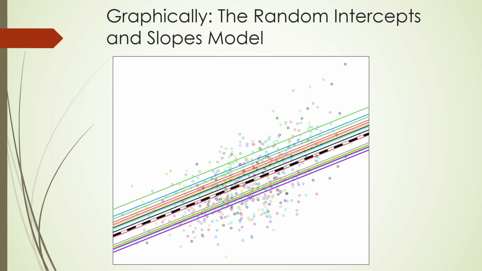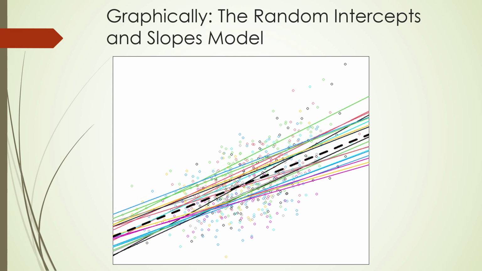Now, with random intercepts and slopes, not only are they allowed to differ where they meet the y-axis on the left-hand side, but they're allowed to differ in their slopes. So this graph becomes a lot messier because each company may have a different slope or a different skill compensation that they provide. And this is a graphical representation of our random intercepts and slopes model.